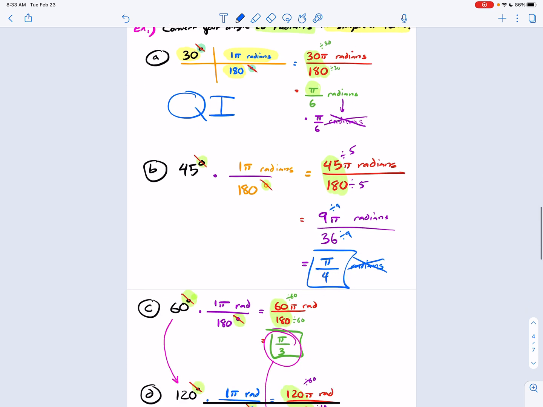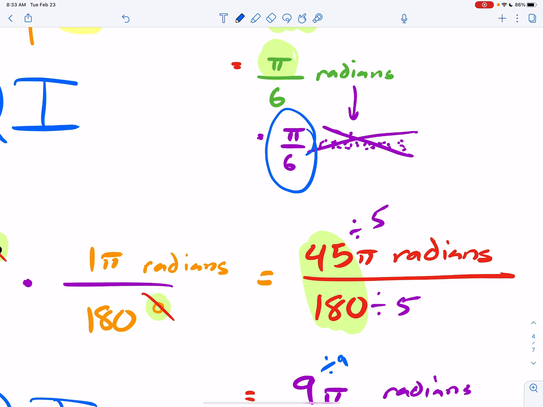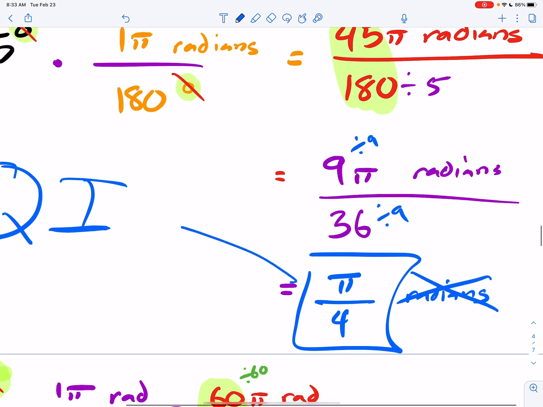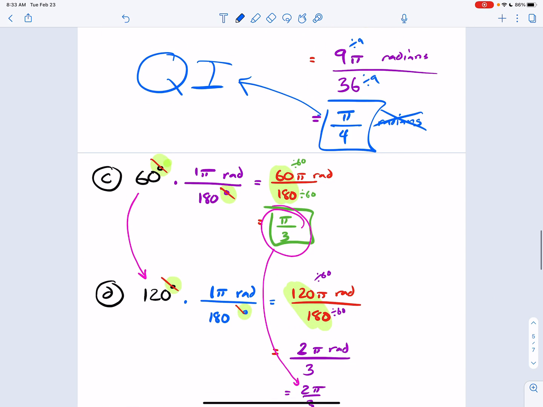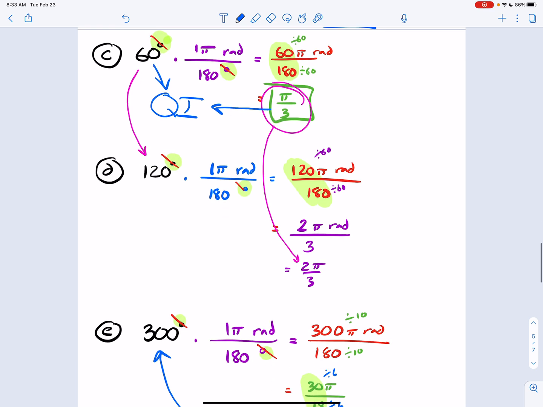Okay, 45 degrees is still somewhere in between 0 and 90, so I know it's going to be quadrant 1. So that means pi over 6 is also in quadrant 1, and pi over 4 is also in quadrant 1. Same idea, right? Because they're the same thing. 60 degrees is still somewhere in between 0 and 90. So 60 degrees and pi over 3, since they're the same thing, they're still stuck in quadrant 1. Okay? 120 degrees is somewhere between 90 and 180, so I know I'm in quadrant 2. So 2 pi over 3 must be in quadrant 2 as well.